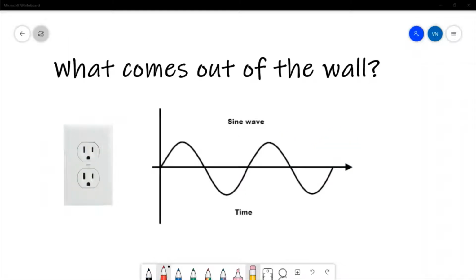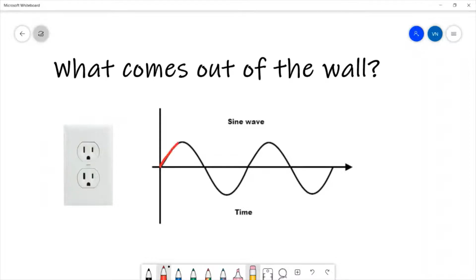So what comes out of the wall? That is not a DC voltage, but is actually a sine wave voltage. And it's a sine wave because that's fairly simple to generate. You may have heard at some point that the value of that voltage is 120 volts AC, and you may also have heard that it's called AC RMS. They don't always put that on the end, but sometimes they do.